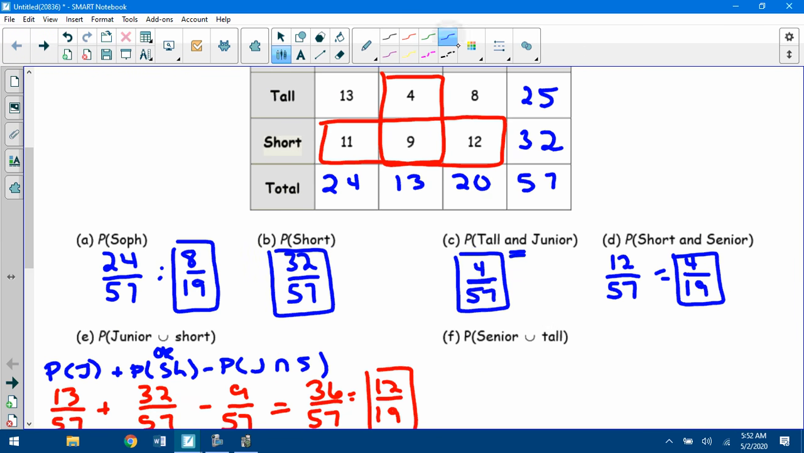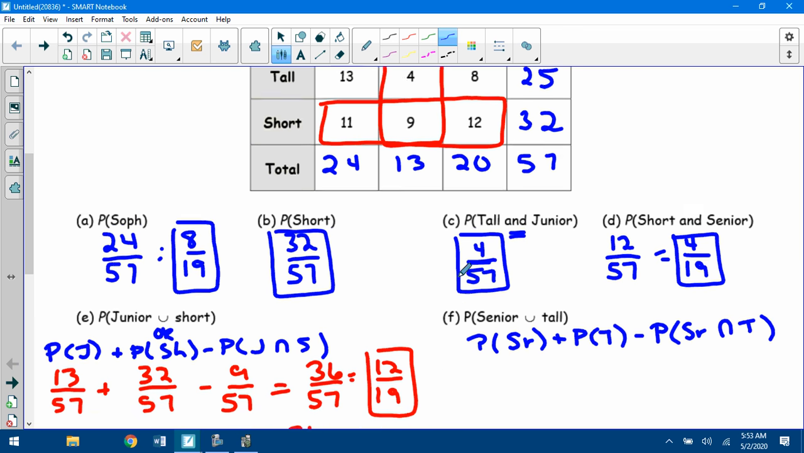So using the formula, you'd have probability of senior plus probability of tall minus the probability of senior and tall. Probability of senior is 20 out of 57.